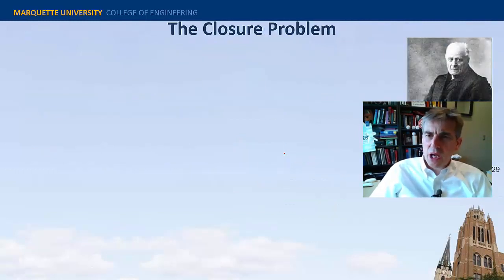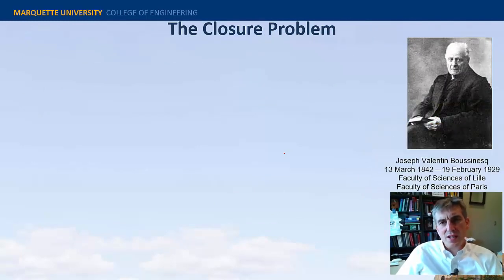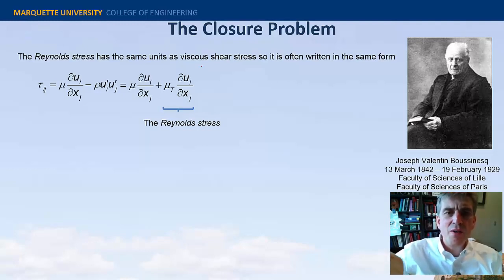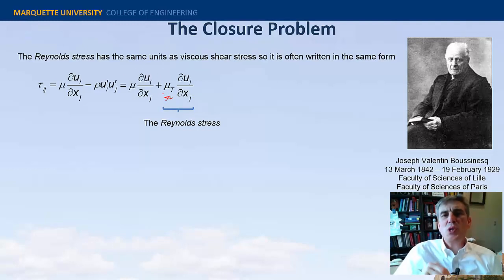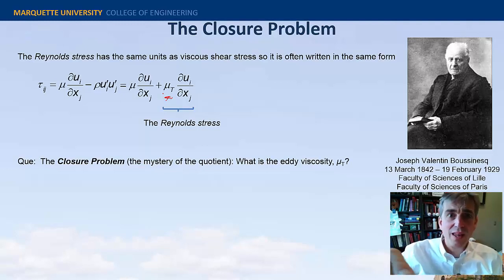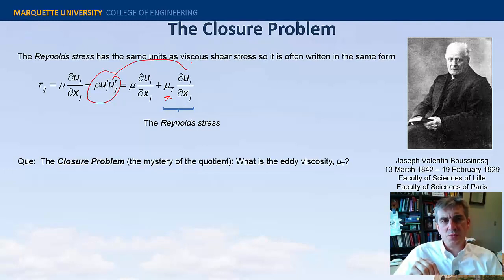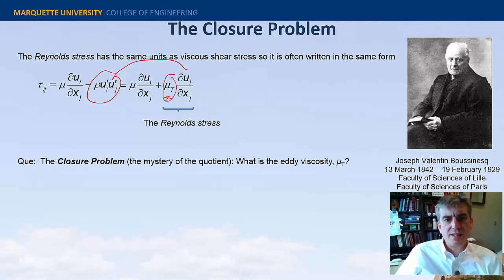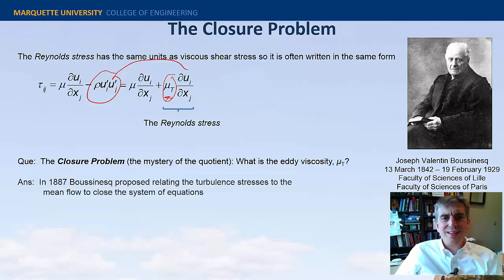Well, one guy that had a go at it was Boussinesq. You may remember Boussinesq from the past. He looked at it and said, because it's kind of this form, why don't we put it in the same form as our regular old shear stress? So this is some sort of new turbulent viscosity, and the question is how to get this turbulent viscosity. If we relate the Reynolds stress, this guy here, to the mean stress, which is what Boussinesq suggested, then we've generated just a new parameter, this eddy viscosity. This is the closure problem, or the mystery of the quotient.